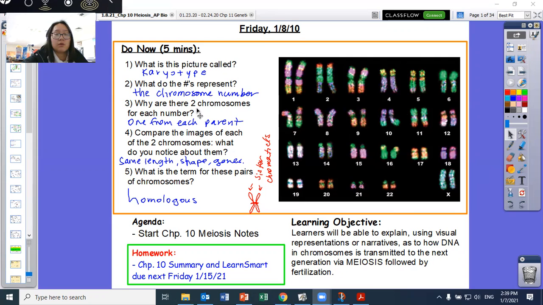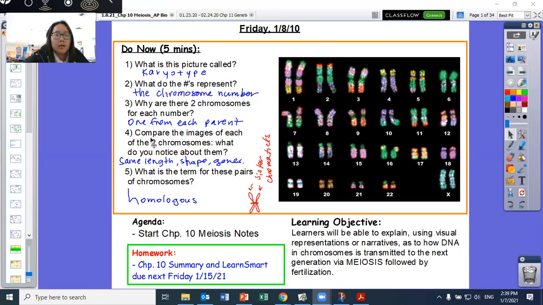Why are there 2 chromosomes for each number? Well, that's because one set comes from your mom and one set comes from your dad. So your mom provides you with 1 chromosome 1, 1 chromosome 2, 1 chromosome 3, 1 chromosome 4, all the way to 1 sex chromosome, which has to be an X from your mom because she only has X's, right? And then the other set, chromosome 1, 2, 3, 4, 5, comes from your dad. And your dad has an X and a Y. So he can give you an X or he can give you a Y. If he gives you a Y, then you're going to be a boy. If he gives you an X, then you're going to be a girl. Okay. So there's 2 chromosomes in each slot, basically, because one is from your mom and one is from your dad.